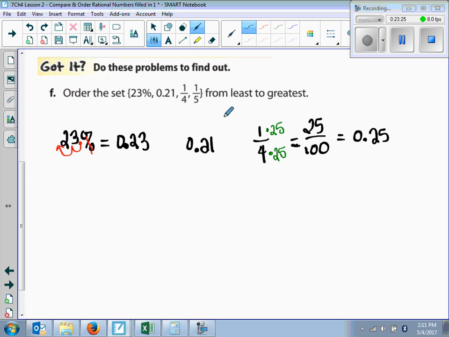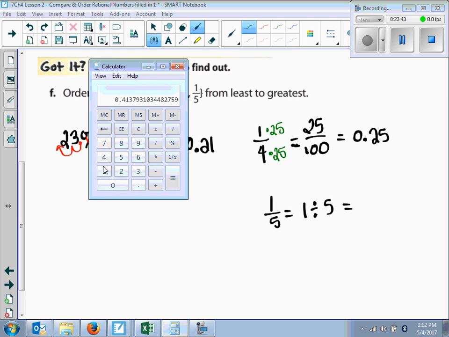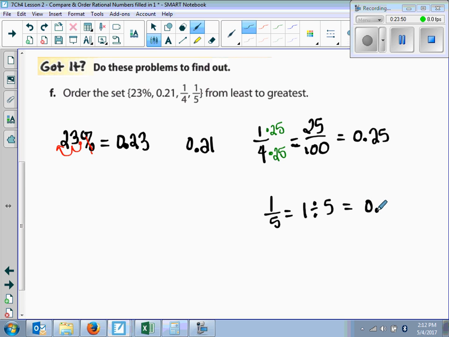Very good. Now, I can do the same thing with the 1/5, but I'm going to go ahead and just show you that 1/5 we can change also by dividing 1 divided by 5. So, when we divide 1 divided by 5, that's going to give us 0.2. But we want it to go out to the hundredths place. So I have to annex a 0. Is everybody clear with that?